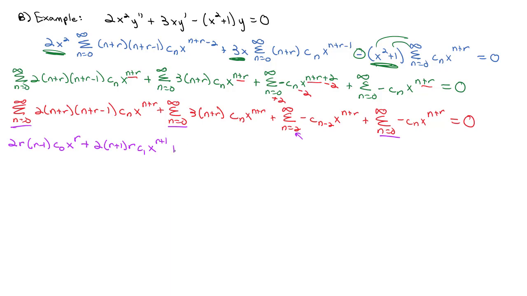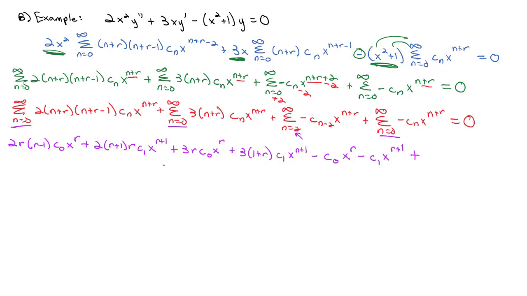The second factory then is going to run for 2 hours, plugging 0 and 1 in. When we plug 0 in, we get 3r c_0 x^r. When we plug 1 in, we get plus 3(1+r) c_1 x^(r+1). The third factory is closed for these first 2 hours. It doesn't start until 2. So the last factory becomes negative c_0 x^r, minus c_1 x^(r+1).